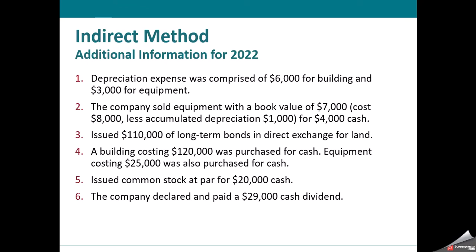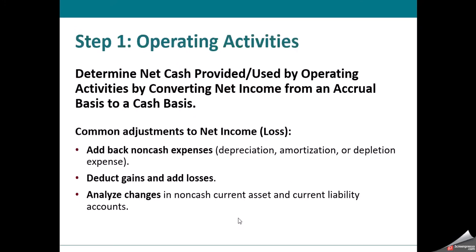Again, they give us a list of some of the important items. We have depreciation expense. We have how we came up with that loss on the sale of the asset. They've issued some long-term bonds. They bought a building for cash. They bought equipment for cash. They issued stock for cash, and they paid a cash dividend.